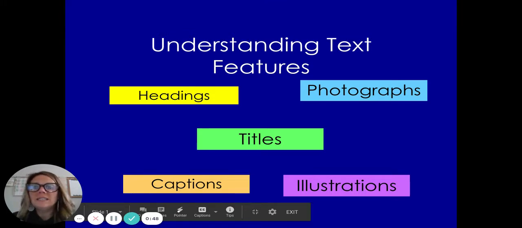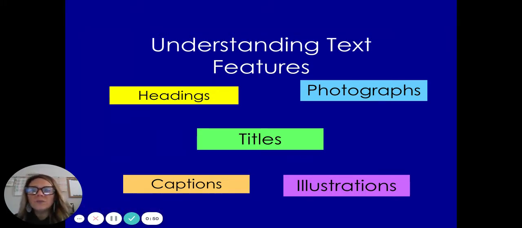So understanding text features, what is it when I read that's going to help me better understand by using my eyes, what I see? I'm going to go through this PowerPoint with you, and we're going to talk about all the different types of text features: headings, photographs. When you hear the word photographs, you hear the word photo, right? Photo means picture. Titles, captions, and illustrations.